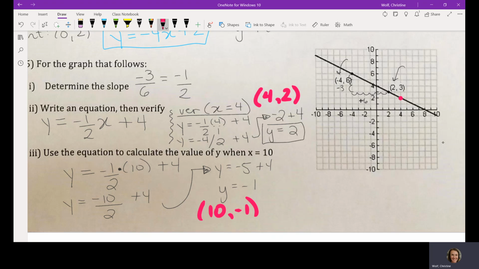Let's go check that. So here is x equals 10. Then I have to go down to negative 1. And there you go. There's that point, which is also on the line. So we know we did our work right.